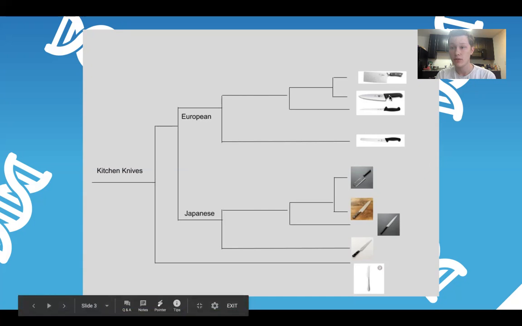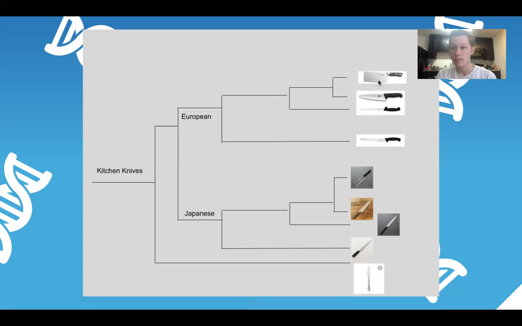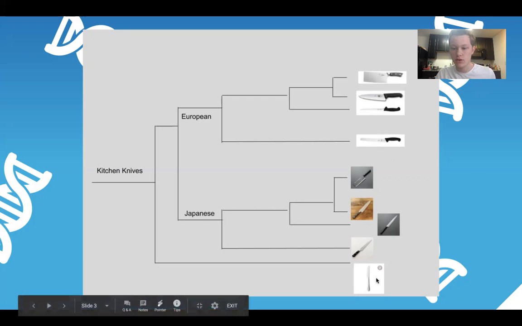So the cleaver and the gyuto are kind of similar. They're big knives, they're not serrated, and they're used to chop and slice things. Then we go on to a filleting knife, which is a thin knife, but it's still not serrated, used to slice things, still pretty similar. And then we have a bread knife, which is kind of similar in that it's bigger, but it is serrated and it's used to saw, so it's a little bit closer to this outgroup.